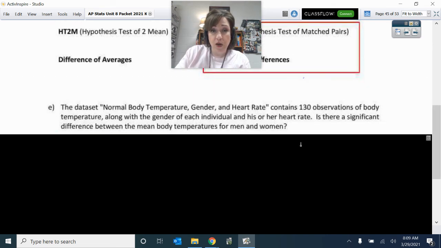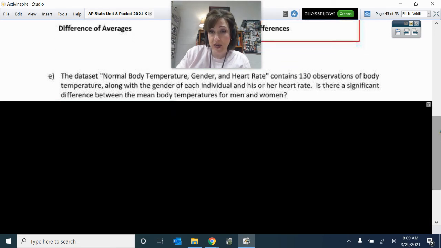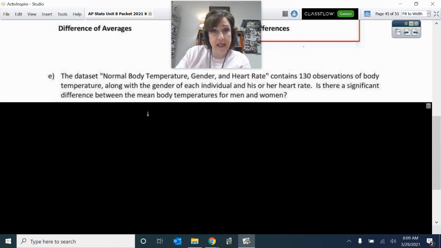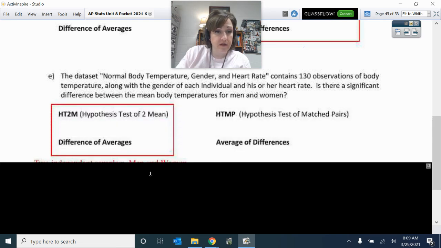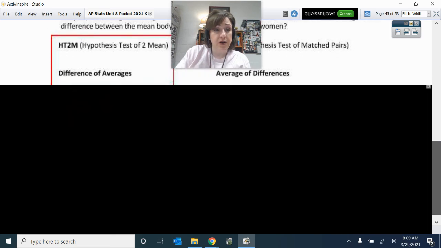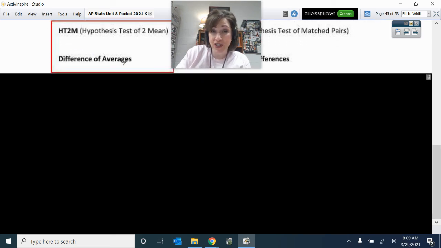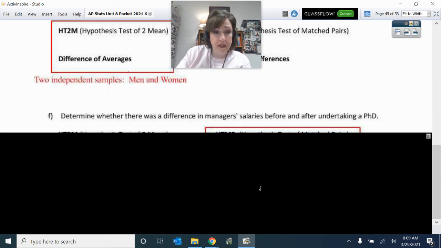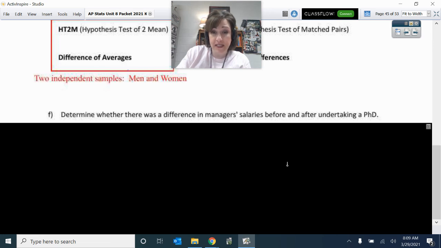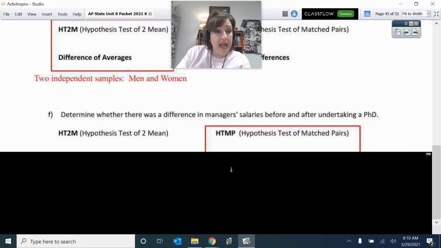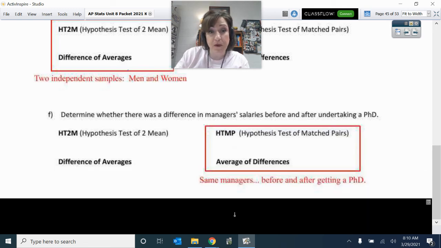On this next one, we have body temperature, gender, and heart rate. We are categorizing by gender and then getting each person's heart rate. Is there a significant difference between the average body temperature for men and women? Here we have two separate independent groups, so it is a hypothesis test, and we would be finding the difference between those two averages. And finally, we have the managers' salaries before and after undertaking the PhD. We look at their salary before, then they get their PhD and we look at it after, and see what difference is made. That would be paired data, because it's the same managers before and after the PhD.